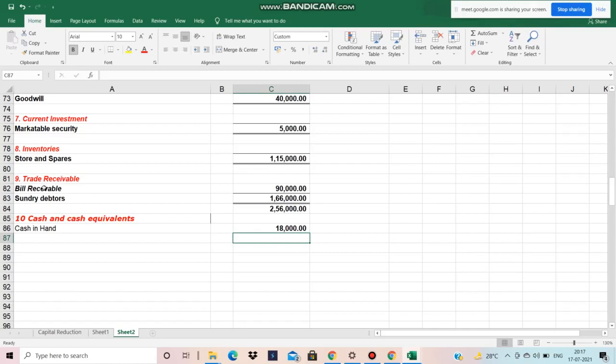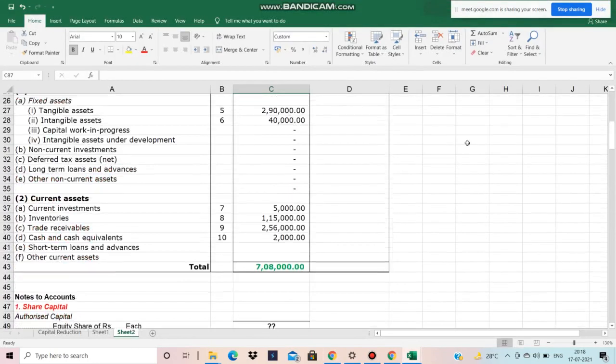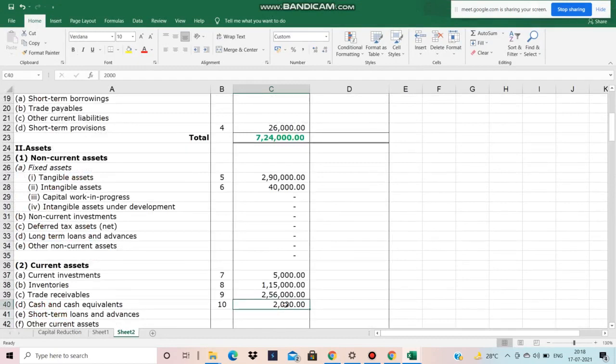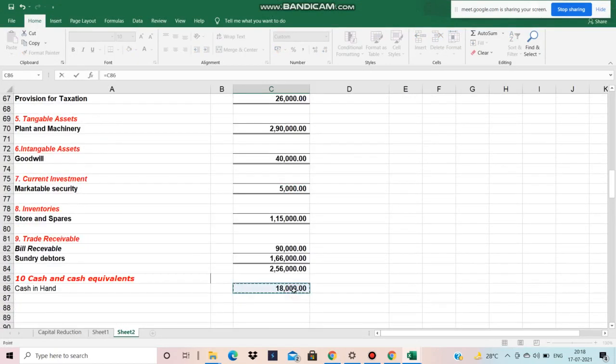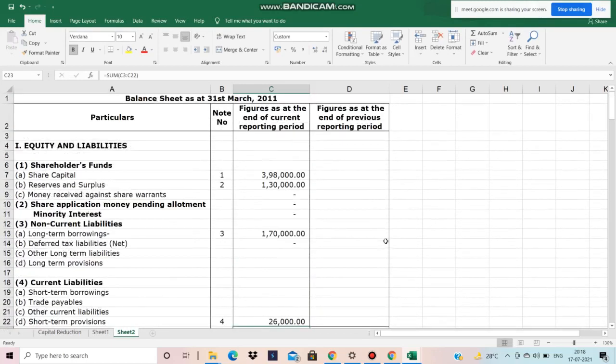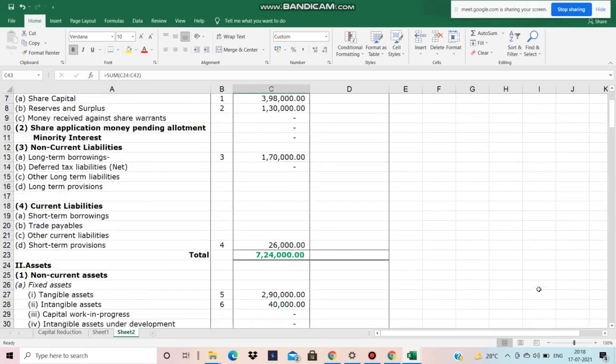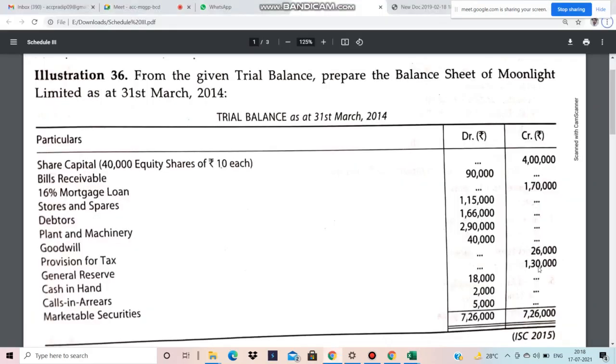So the trade receivable, bills receivable and debtors come under it, the inventory, stores and spares are there. Trade receivable, under cash in hand, cash at bank is 18,000. So under this head, as a result, see my balance sheet total, this 7,24,000. So here it is also 7,24,000. So hope students it is clear for you. It's very simple, but you have to know which item goes under which subhead and which main head. Thank you so much.